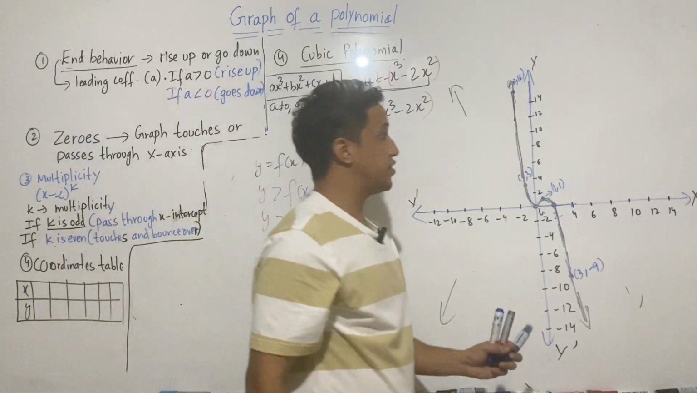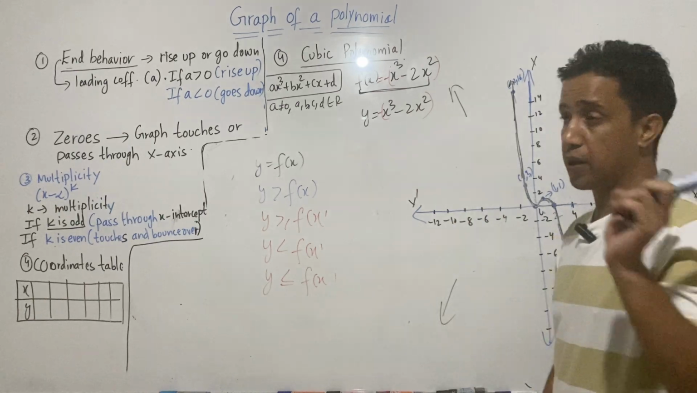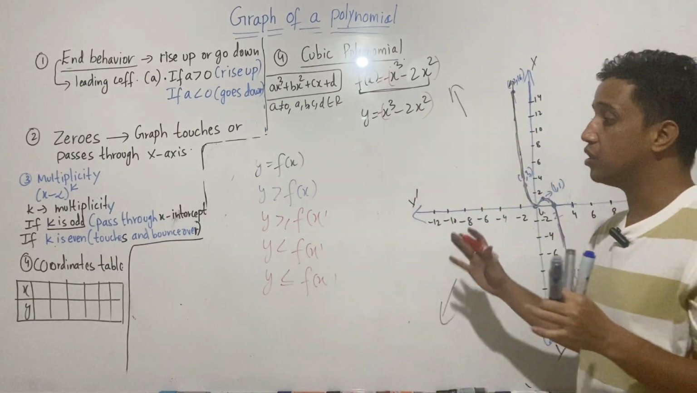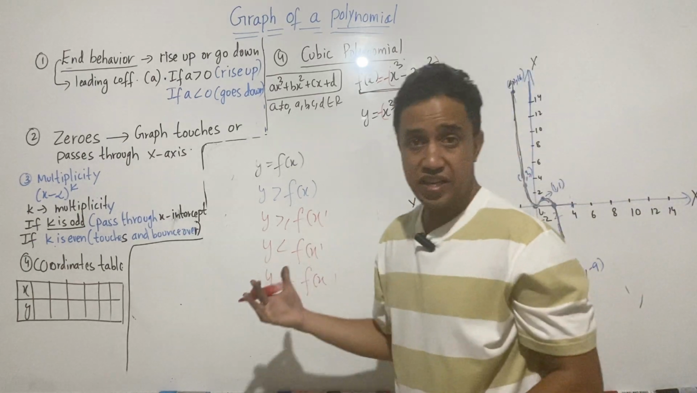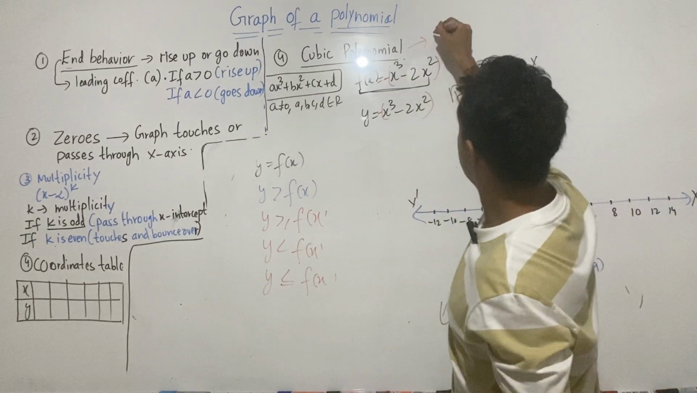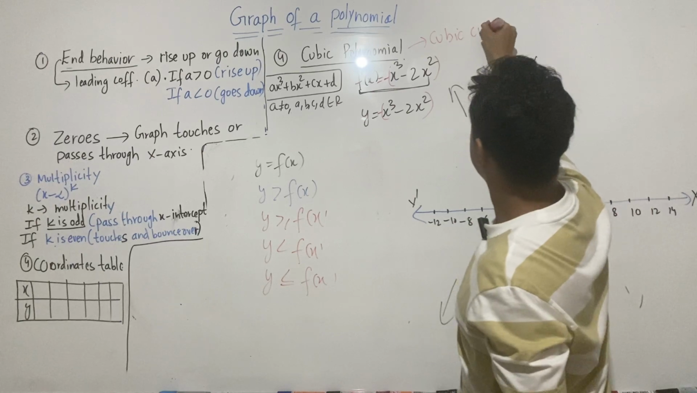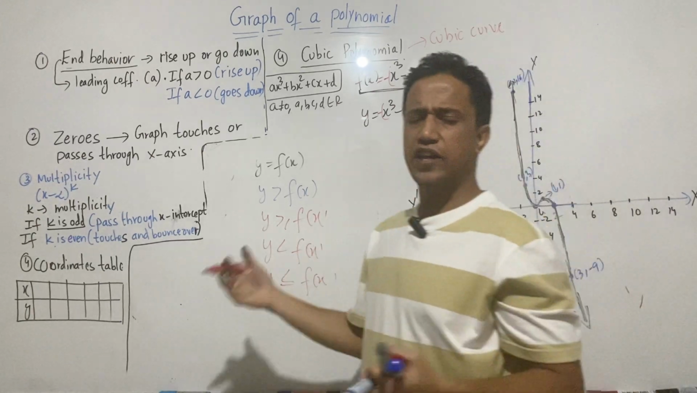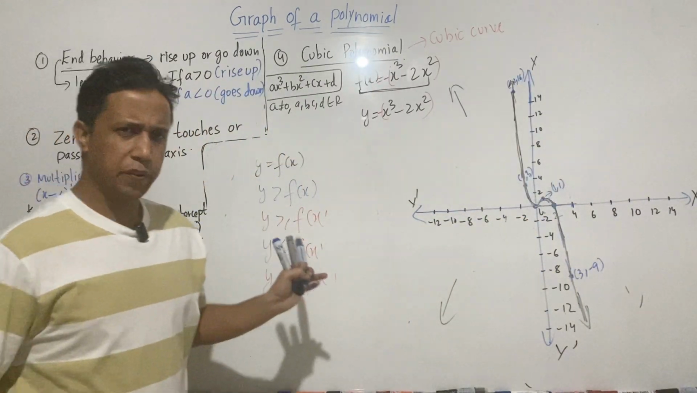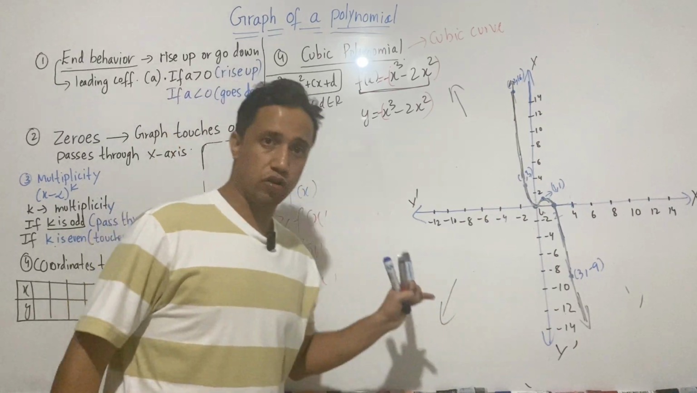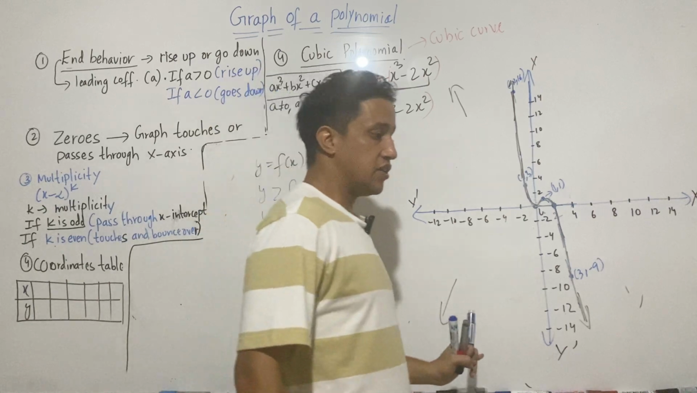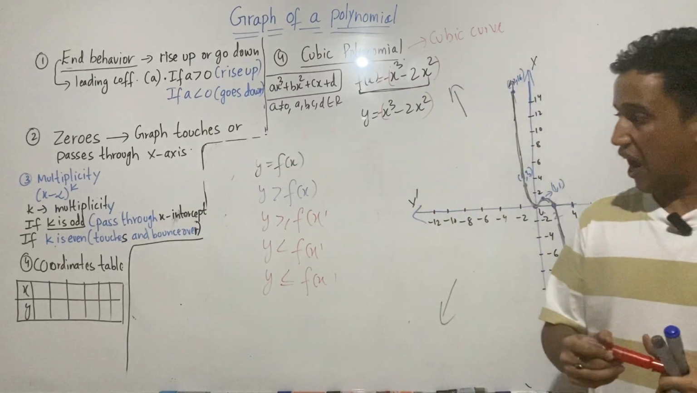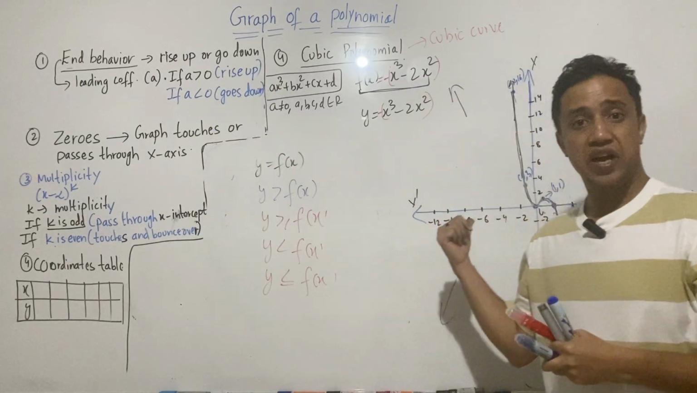Okay, so this is all about the graphs for cubic polynomials. With this we have finished the graphs. Very easy. The name is cubic curve. Now you can do it for any number of cubic polynomials. You got the main concepts. I hope you got it.